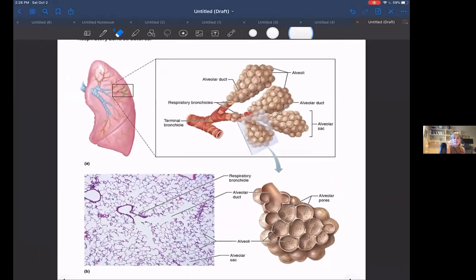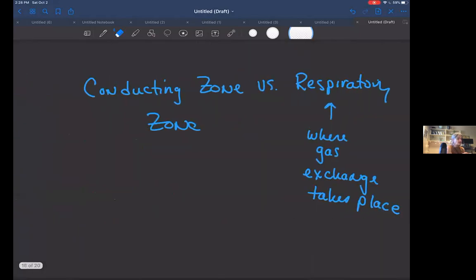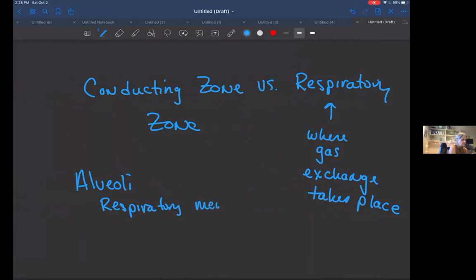Okay. So these are the alveoli. This is the respiratory membrane. It's very thin. It's very moist, right? There's a large surface area. So let's go back to the respiratory zone. And this is the alveoli. This is where we have the respiratory membrane, which is actually simple squamous epithelium, a single layer of flat cells.